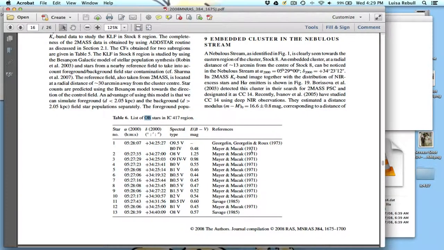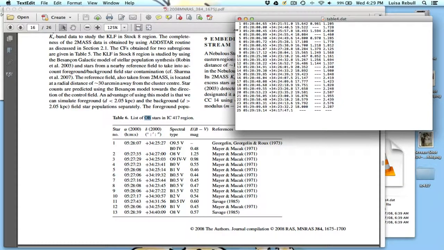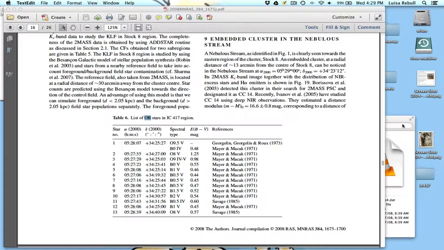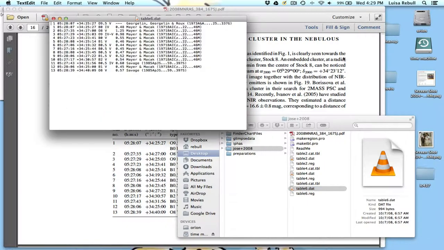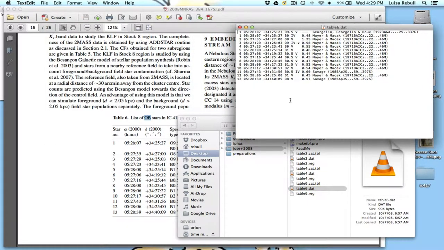It is entirely likely that those references are in the 36 reference list that we found in SIMBAD, but we need to check. So we'll need to go and chase those references. So in your notebook, make a note. Go and chase Georgelin, and Rue, and Meyer, and Macaque, and Savage. But here's the list of 13 sources, and they have helpfully made this information also available electronically. So that one, too, is available, and I've got that one there. Okay?